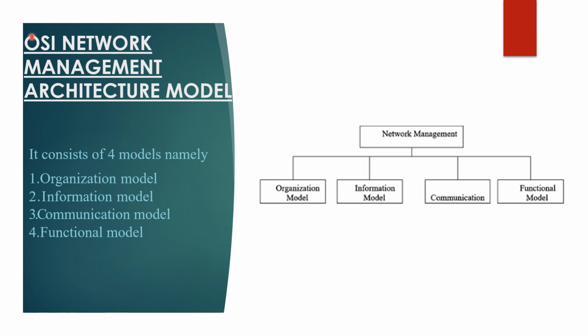So let's see our first topic, that is the OSI network management architecture model. It consists of four models, namely organization model, information model, communication model, and then functional model. Here we can see in the flowchart that the OSI network management architecture is having these four models.